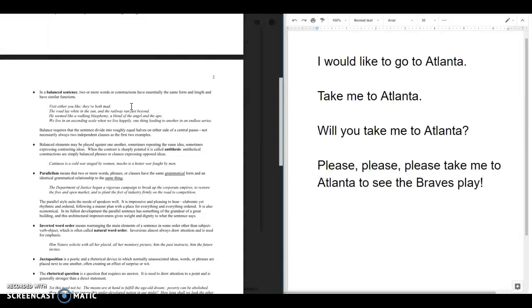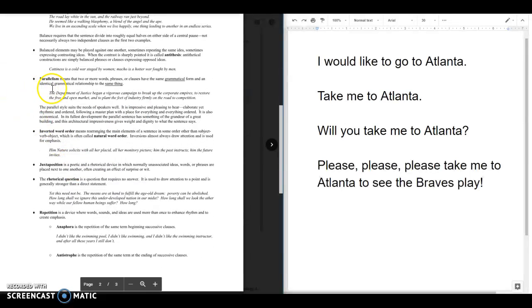Visit either you like. They're both mad. Both parts are nearly the same length. In the second example where it says, the road lay white in the sun and the railway ran just behind, this is another example of a balanced sentence because not only do we have two subjects that both start with an R and have the word the preceding them, but we also have a verb, lay and ran, and then a location, in the sun and just beyond.